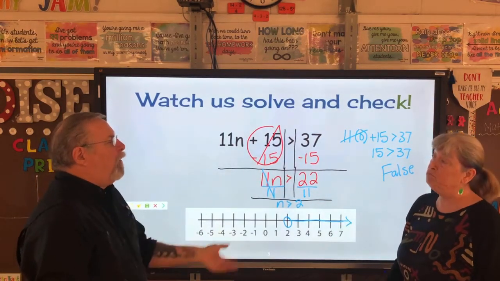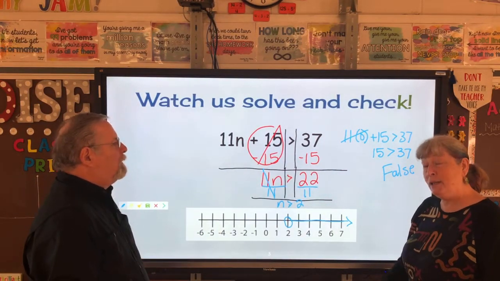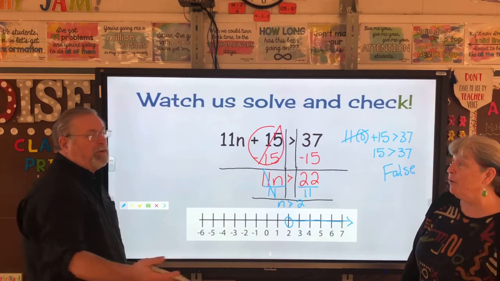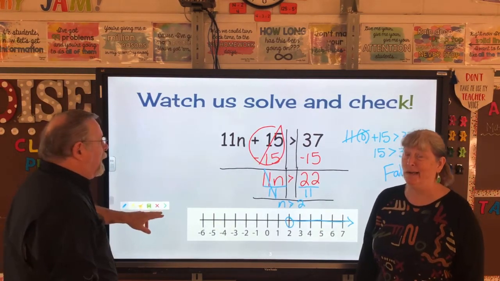So that means you can always use 0. You really could always use 0. And 0 is so easy to use. I know, that's why I like it. Okay, do we have another one?